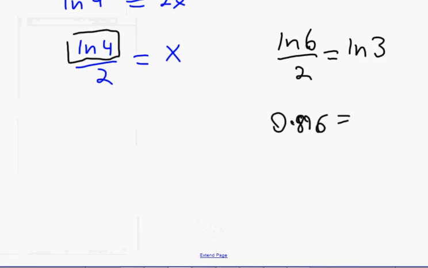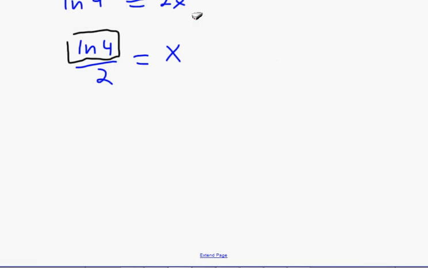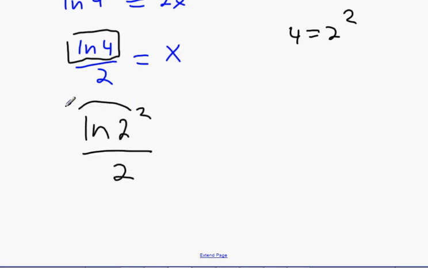Now, can anybody suggest another way around this? What is 4? 4 is 2 squared, so ln 2 squared over 2. What can I do with the power?